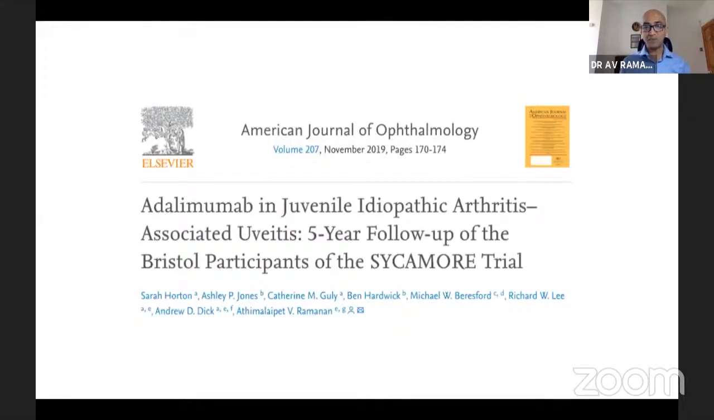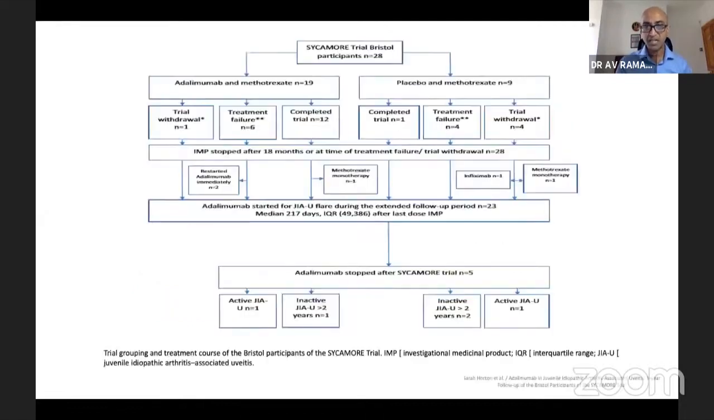How long do you give these patients adalimumab? So we took a cohort of patients. 1/3 of the patients in this study were recruited in Bristol. So we thought we'll follow the Bristol patients for a long period of time. And we just published this a year ago in the American Journal of Ophthalmology. And it's a complex study, but let me tell you that apart from one patient, every other of these 28 patients had a flare needing to restart adalimumab.